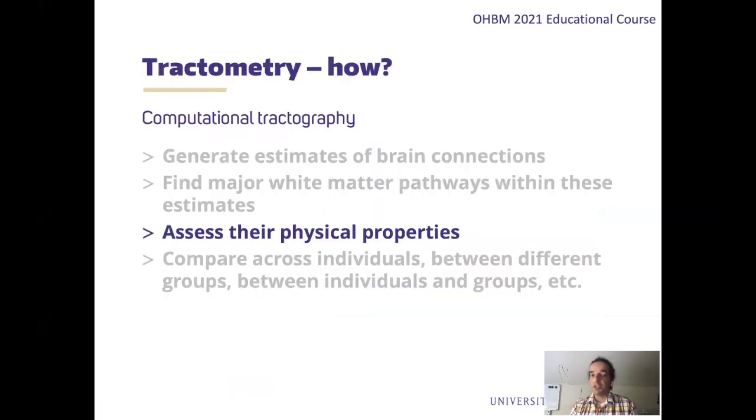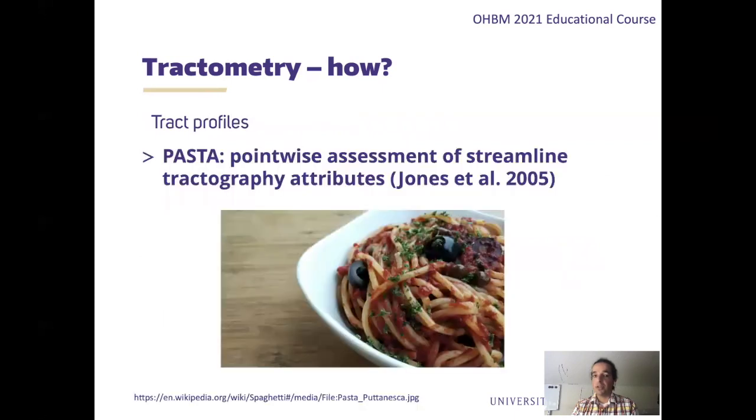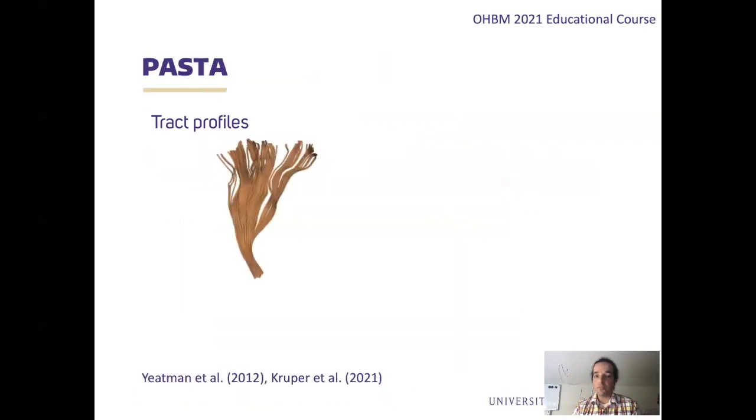The next thing that we'd like to do is to assess the physical properties of the bundles along their lengths. This idea is called PASTA, pointwise assessment of streamline tractography attributes. I wish that I could say that I came up with this acronym, but it was invented by Derek Jones and colleagues in 2005 to describe the following process.